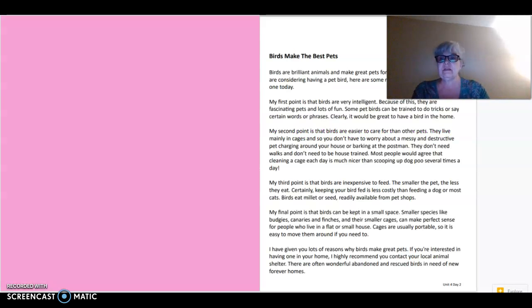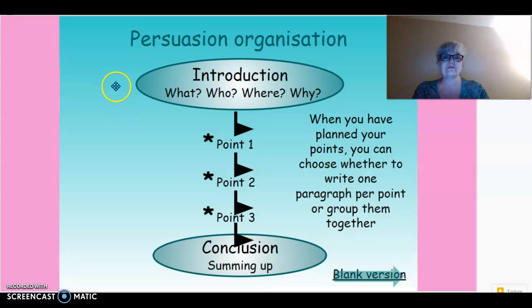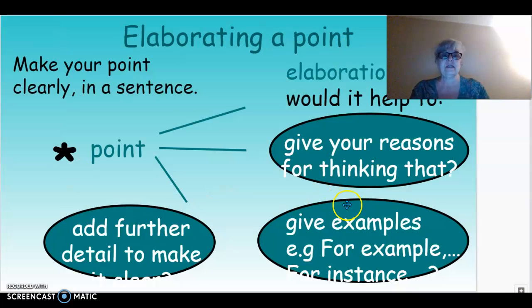All right. Now, we're going to go through again. So this is our organization. You've got your introduction, tells you what, who, where, why, tells you what you're going to write about. I'm writing about the fact that birds are going to be great pets, all right? And then you've got your point 1, point 2, point 3, and your conclusion. Here is where you're going to talk about elaborating on your point, all right? You want to make your point clearly in a sentence, so that's your first topic sentence.